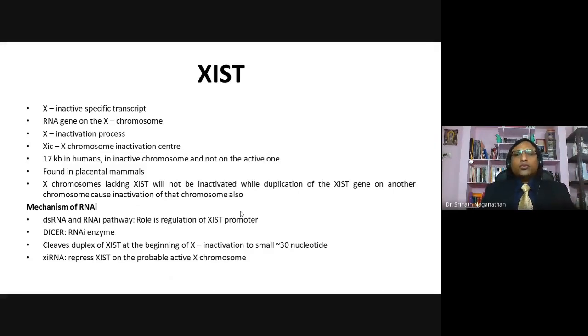So, the mechanism, how it works. The mechanism of RNA interference is involved, with double-stranded RNA and the RNAi pathway. The role is regulation of the XIST promoters. Dicer, the RNAi enzyme, cleaves this particular duplex of XIST at the beginning of X inactivation into small 30-nucleotide pieces, and thereby the XiRNA represses XIST on the probable active X chromosome.